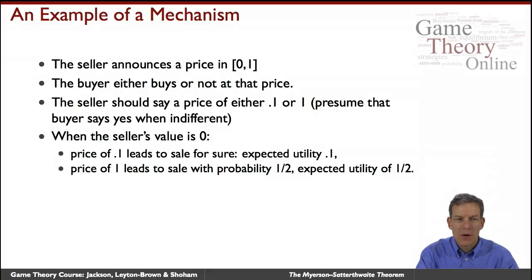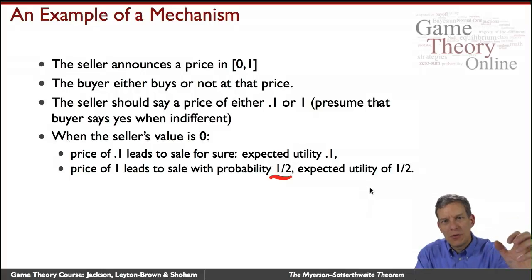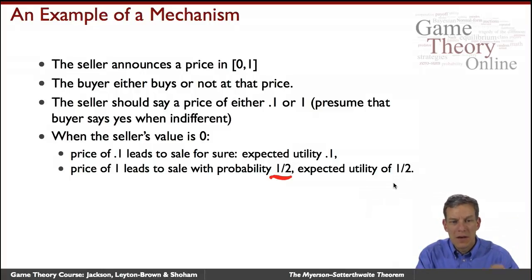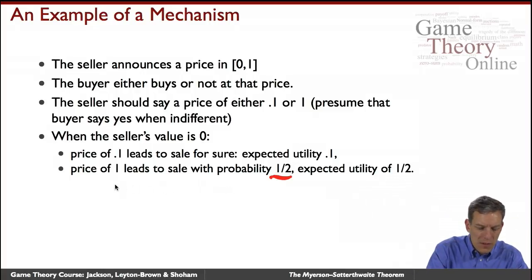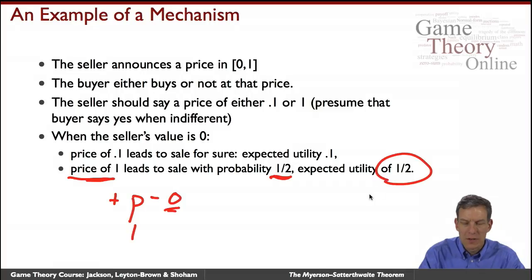What happens now if the buyer's types are equally likely? I'm going to sell only to the high type, and my expected utility is I'm going to sell at a value of 1 when the value is high. So the seller's value from a transaction in this case is going to be plus P and then minus the value of the seller, which is 0. So they don't lose anything by giving it away. They get plus P. So in this case, they're getting a price of 1, probability of half. They get a utility of a half.